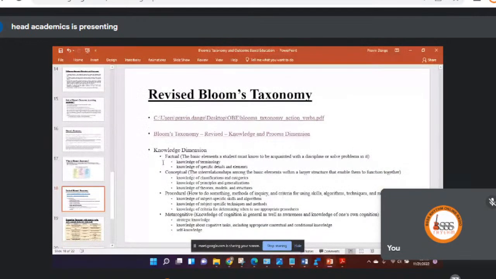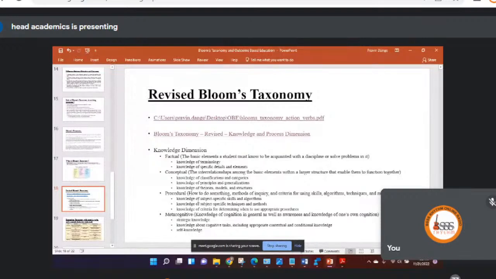But for understanding's sake, yes, this is what it is. Knowledge of terminology, knowledge of specific details and elements. So you would have specific terms within the list of remembering. For knowledge of terminology, factual knowledge, you would have certain terms referred, certain verbs assigned. For conceptual knowledge, you would have certain verbs. For procedural knowledge, you would have certain verbs, and you are expected to pick up the same verbs from the list. Right? But it will complicate matters.